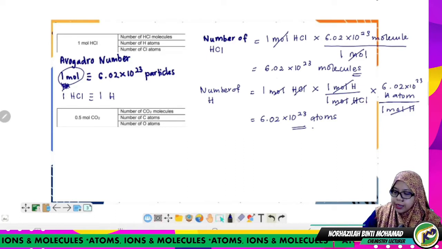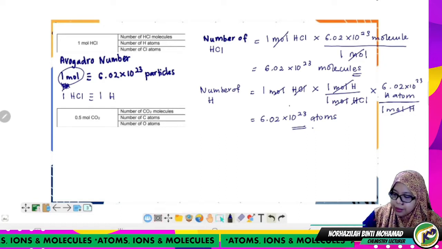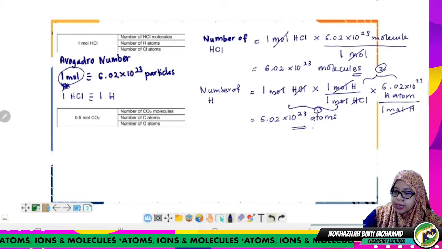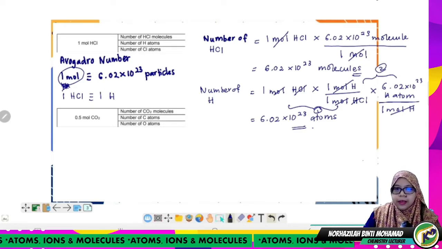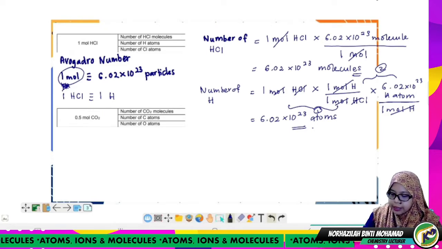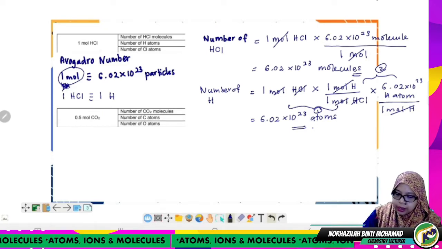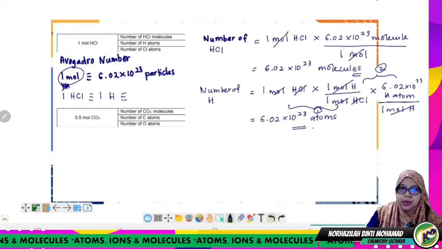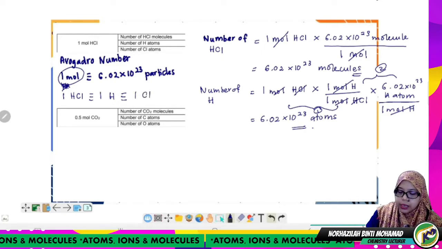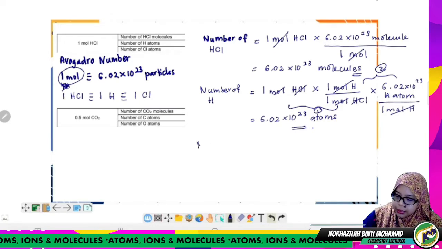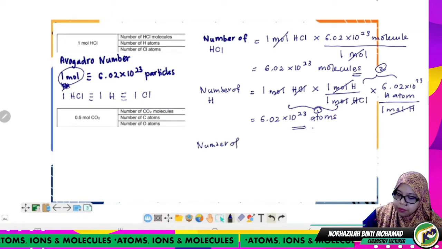First, we calculate the mole of hydrogen. This is the first step, and the second step is we calculate the number of atoms. Okay, how about the chlorine atom? It is the same. In this molecule, HCl contains 1 hydrogen and it also has 1 chlorine. The ratio here is 1:1:1, so same as hydrogen.